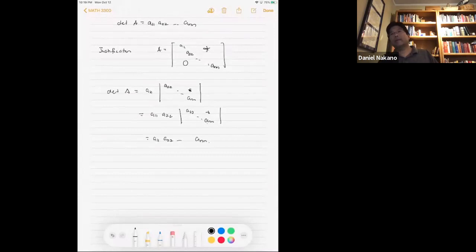Okay, so if you have anything which is lower triangular or upper triangular, the determinant is just the product of the entries along the diagonal. So those are really nice matrices to have.